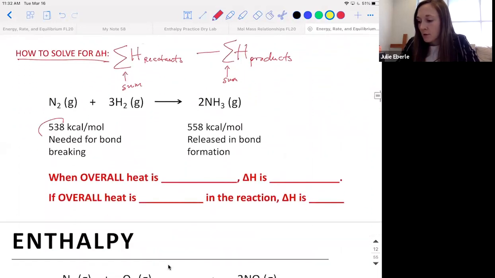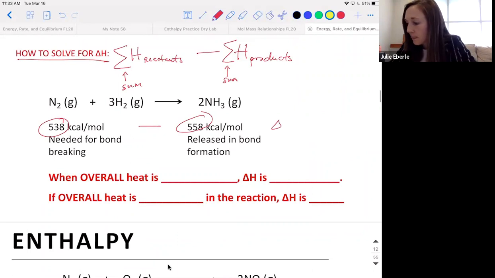Okay, so you see these numbers summarized right here. If we want the delta H, we're going to do 538 minus 558. So our delta H is going to be what? Negative 20 kcal per mole.